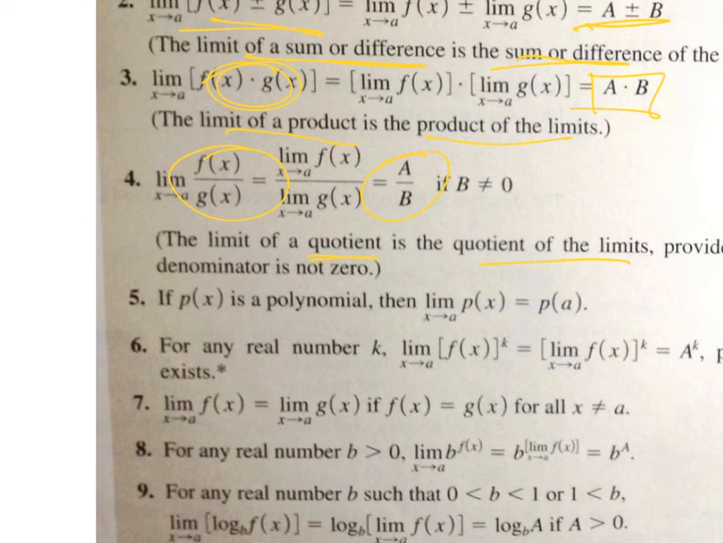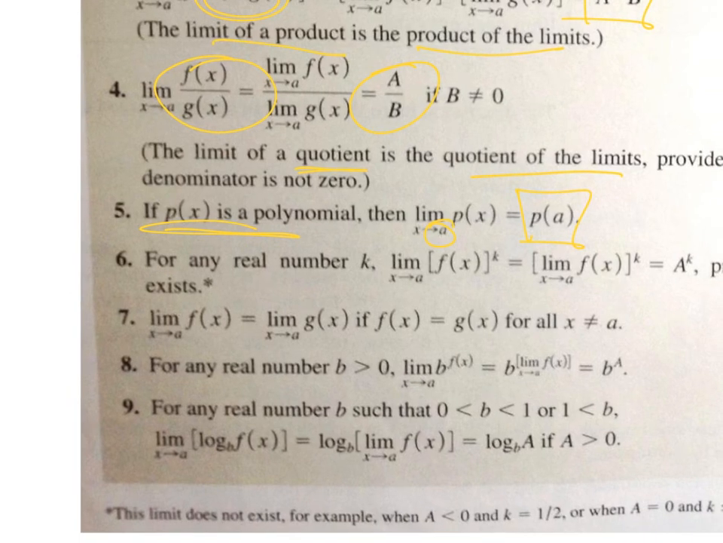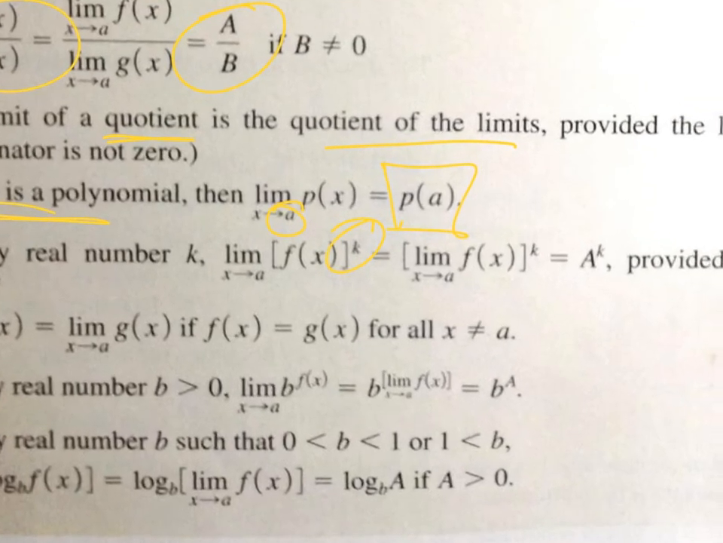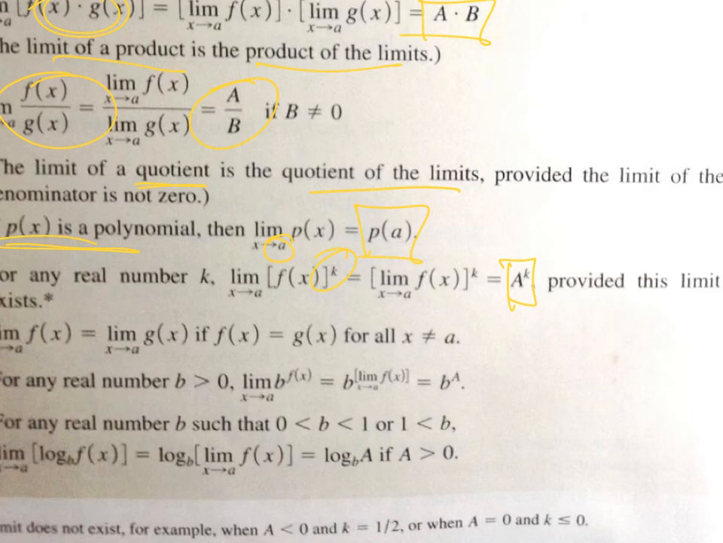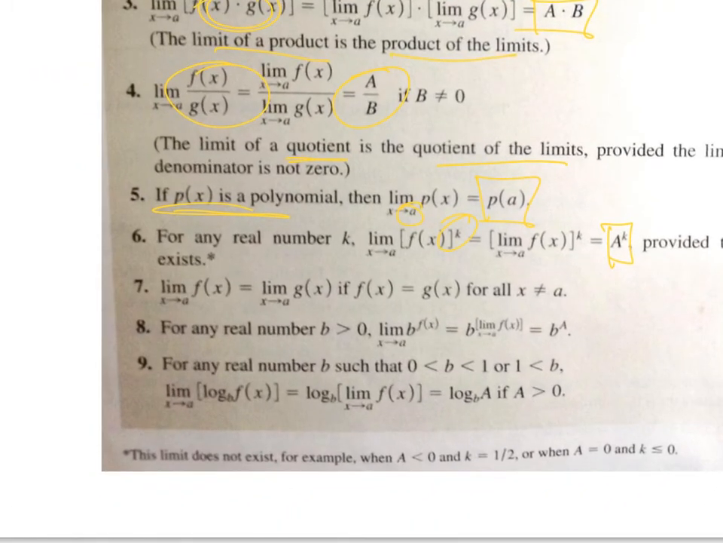The next thing, if we have a polynomial like we've been working with, we can plug in that limit, the c value, and we get the limit at that value, which is the output. And then the next one, if we have an exponent as a constant, it ends up being the limit to that exponent. So then, for number 7, if we have two functions that are equal, their limits would be equal. And that's only if they are given as equal. The next two, we do not have to worry about.